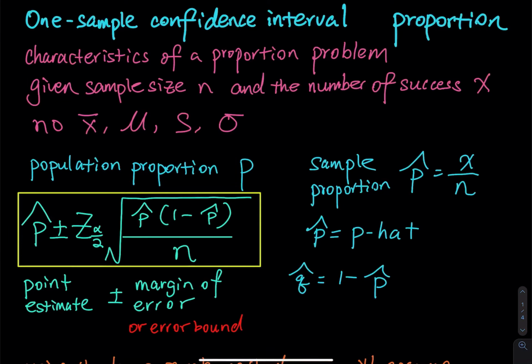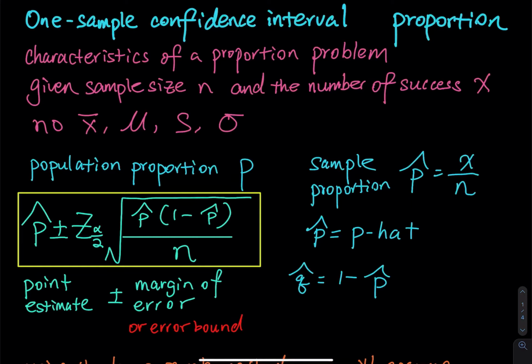Let's talk about the concept of one sample confidence interval. In this video, I would like to talk about proportion. In the previous video, we already talked about the one sample confidence interval for the Z procedure and T procedure. So start right off the bat, the characteristics of a proportion problem is you will see a sample size n and the number of success x. There is no mean, no variance, and no standard deviation.